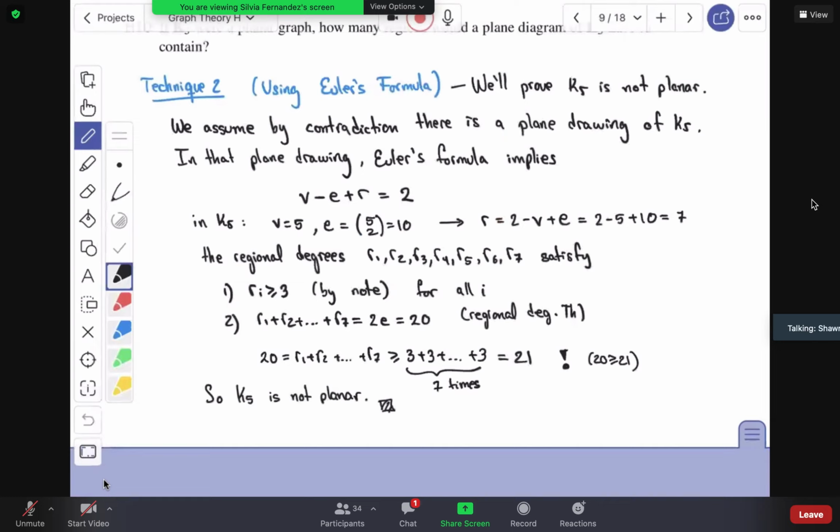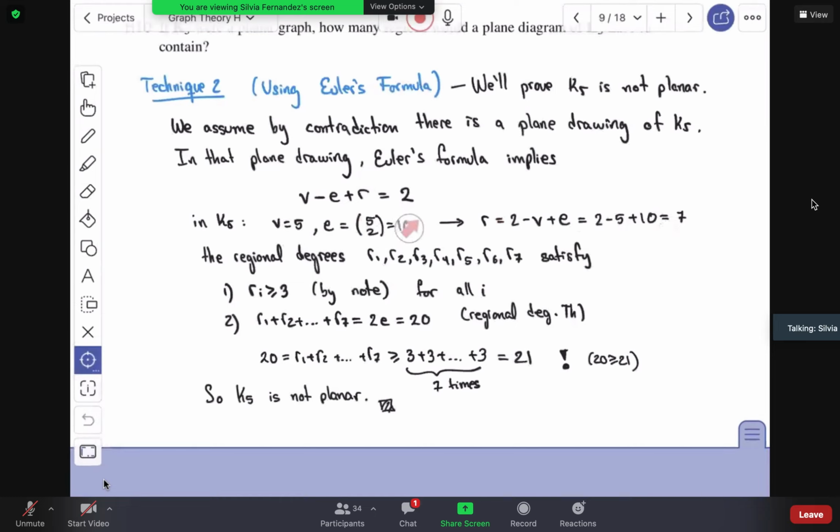Sorry, I'm not getting this part. If regions is 7, edges is 10, and vertices is 5, wouldn't that still equal 2? Yeah. So the contradiction is not here. We use Euler's formula to know that there are 7 regions, exactly 7 regions, because in Euler's formula, if you know 2 of the variables, then you know the other one, right? And in K5, we know vertices and edges, so we can find out the number of regions.